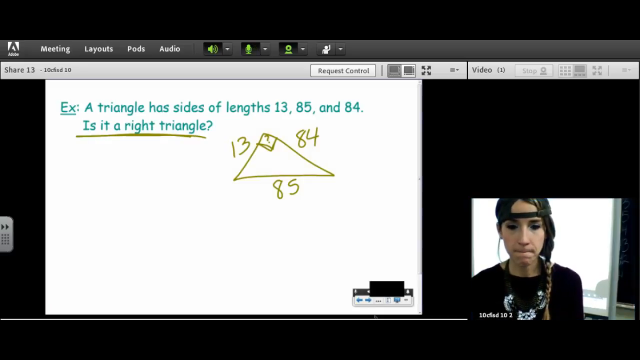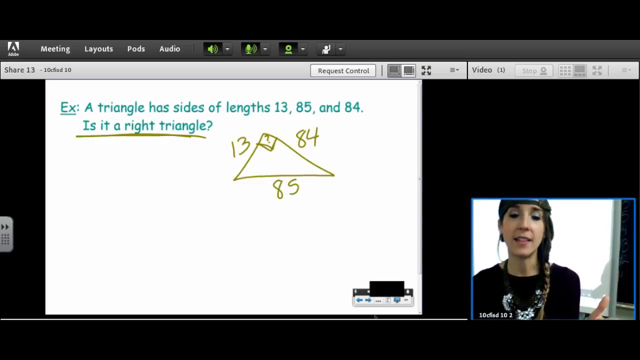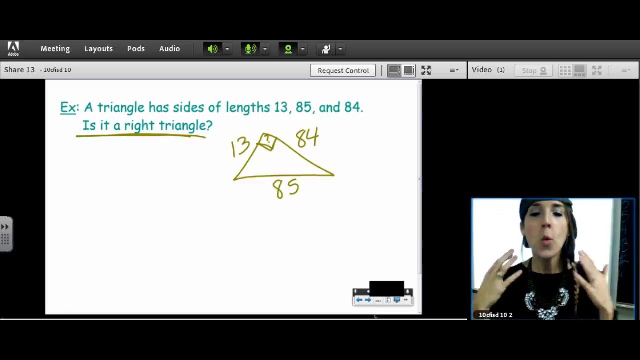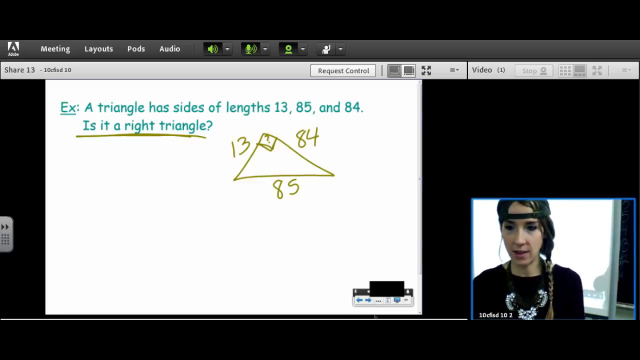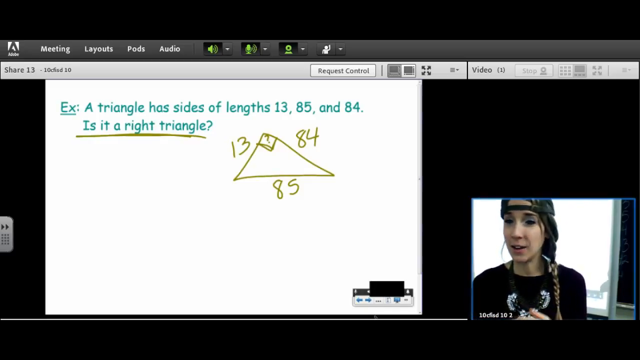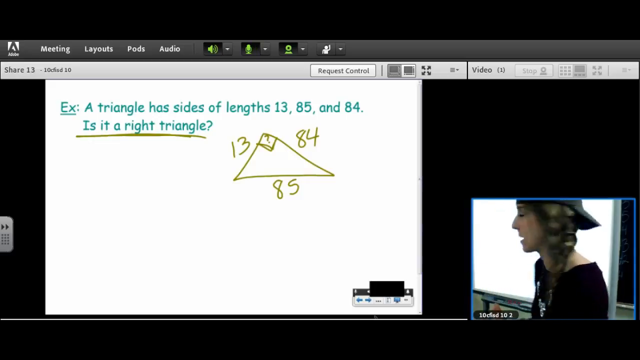What do you think? How do we tell? I gave you three side lengths. I said, is this a right triangle? This is a yes or no question. What do you think? Okay. So we brainstormed. How do we test if this is a right triangle? I just said the answer. We have to put it into the Pythagorean theorem. That is our test. That is the answer. Put those numbers into the theorem. It's either going to be equal or it's not going to be equal.